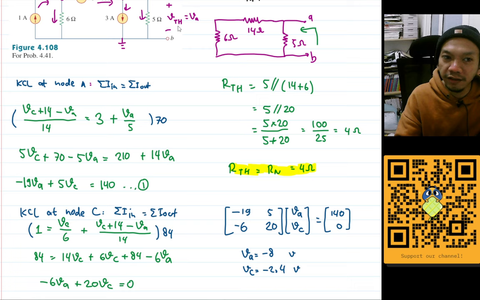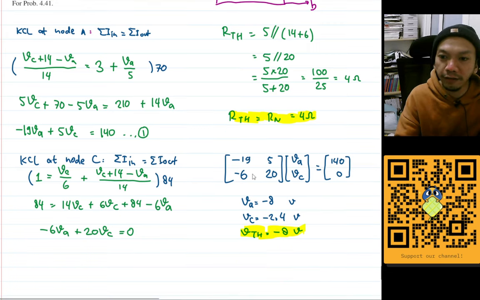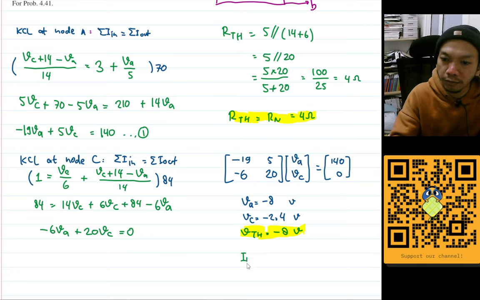And remember that VTH is equal to VA. So the Thevenin voltage will equal to VA, which is minus 8 volt. So this is the Thevenin voltage. And knowing Thevenin voltage and Thevenin resistance, we can calculate the Norton current, which is VTH divided by RTH. So I'll have minus 8 divided by 4. So I'll have minus 2 ampere.